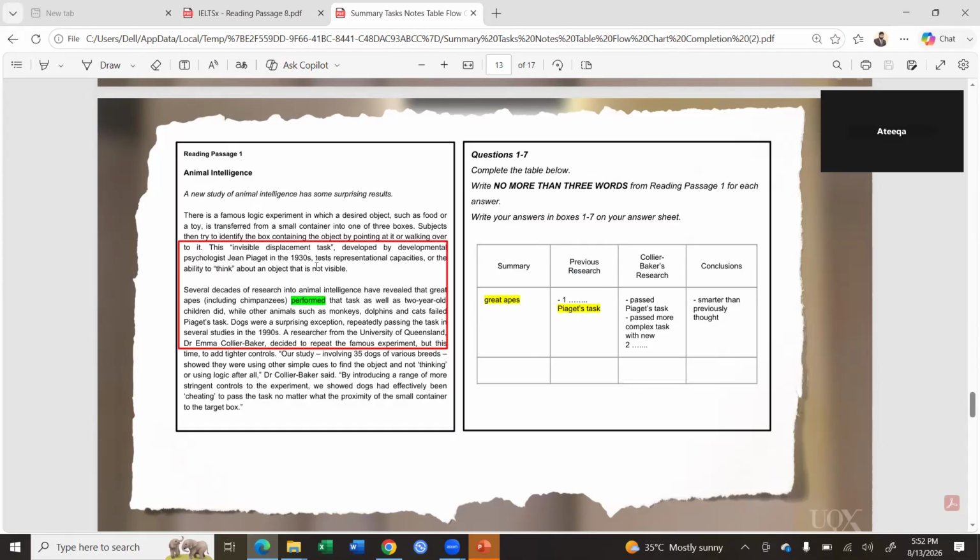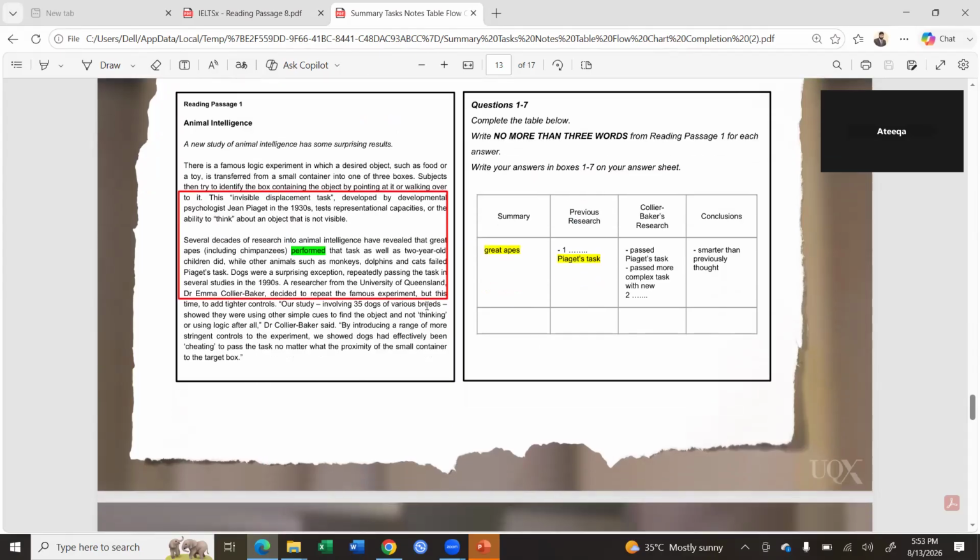Which task? 2-year-old. The invisible displacement task, right? Yes. Previous researchers performed Piaget's task. Is it clear? Yes, sir. So you need to be a bit careful, and you need to read each and everything. Only then you will be able to answer such type of questions, okay? This was just an example.